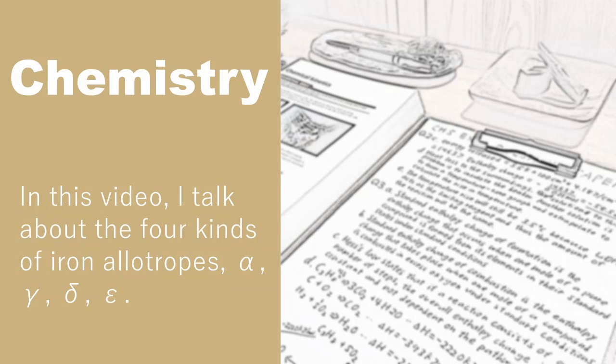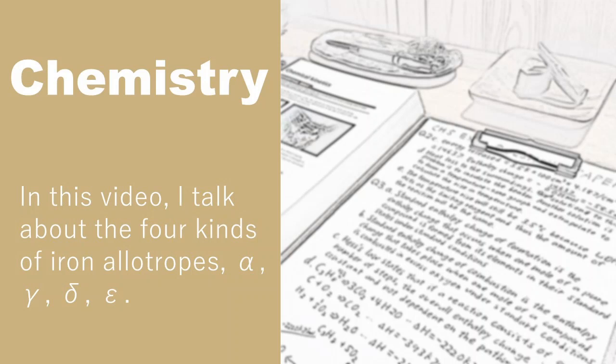The third allotrope, delta iron, forms when gamma iron is heated above about 1390 degrees Celsius. Here, the crystal structure of iron goes back to a body-centered cubic. I wonder how the properties of gamma and alpha iron are different because they both have a body-centered cubic structure.